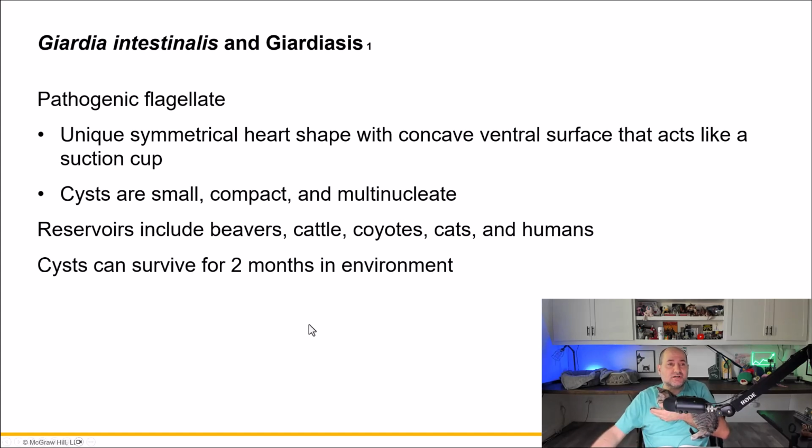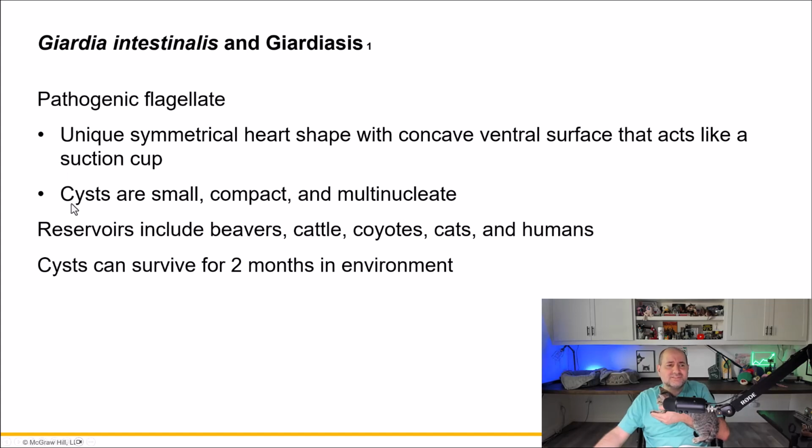This is called Giardia. You may have heard of Giardia. Giardia intestinalis. Also, there's Giardia lamblia. These cause giardiasis. This little creature looks so cute. It has a unique symmetrical heart shape with concave ventral surface that acts like a suction cup. And actually looks like it has 2 little eyes as well, because it has 2 nuclei. So it looks like it has 2 little eyeballs. It's a really cute looking cell. I'll show it to you in a second.